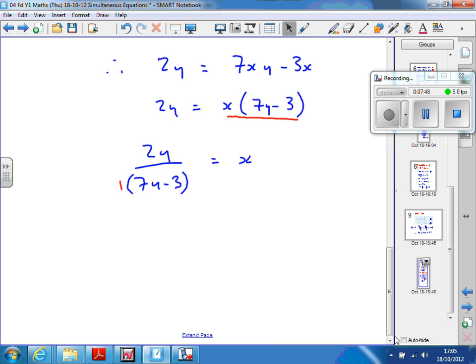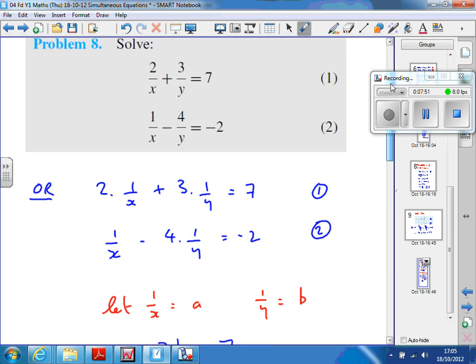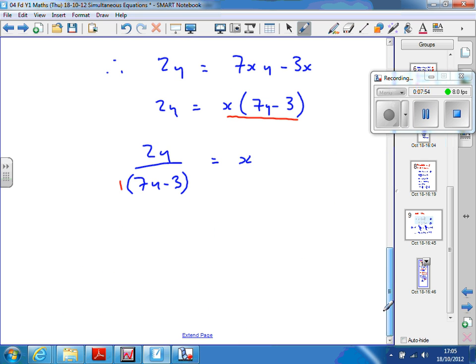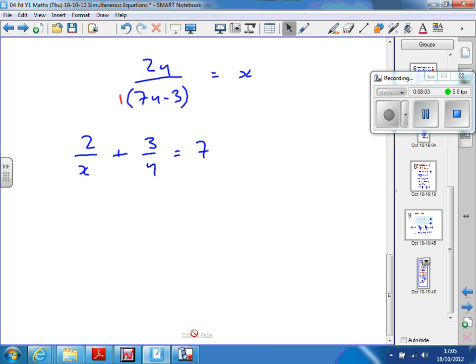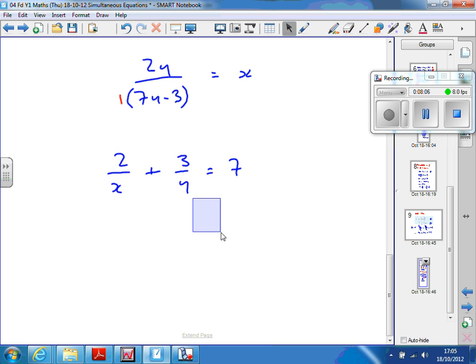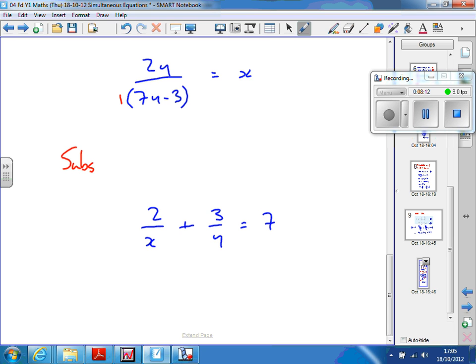Well, it makes it awkward, doesn't it? So let's have a look at it. So substituting this back into the original equation, 2 over x plus 3 over y equals 7. So substituting this into the original equation, maybe I should write that. Substitute into 1. So instead of x, I'm going to write that. If x equals that, what does 1 over x equal?